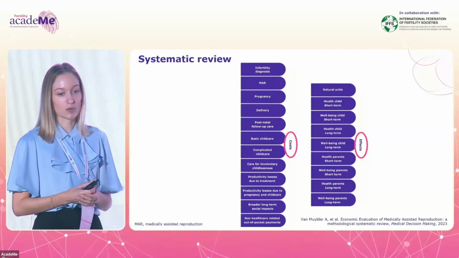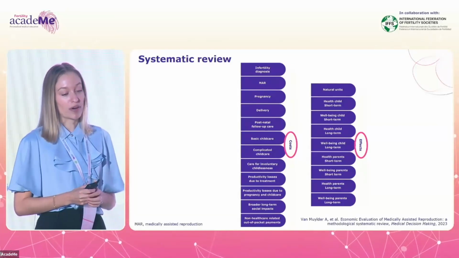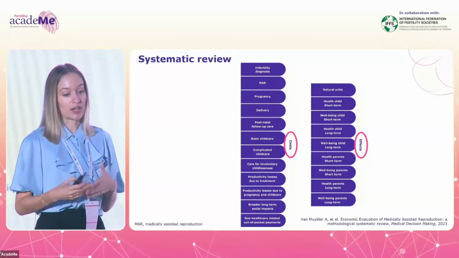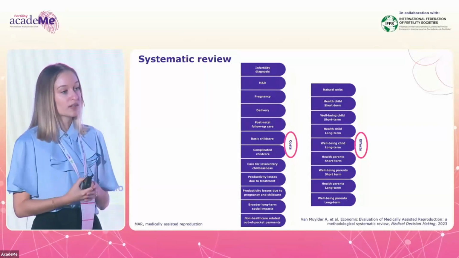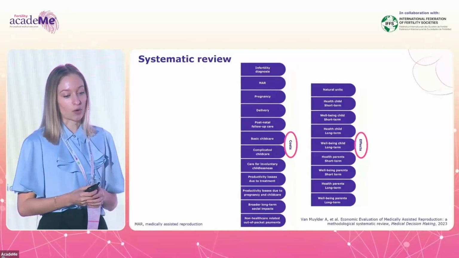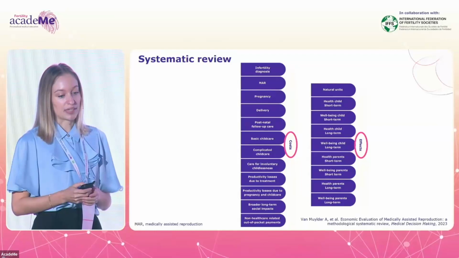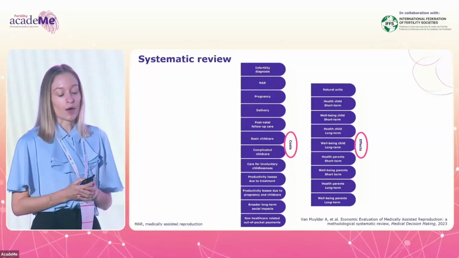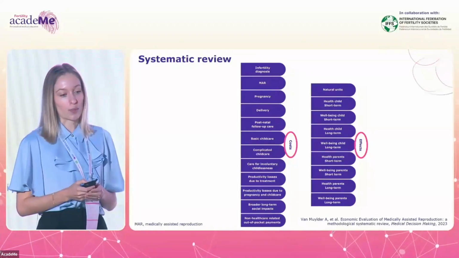And then for the effects, we found 9 categories. We found the natural units, the health of the child in the short and long term, well-being of the child in short and long term, the health of the parents in short and long term, and the well-being of the parents in short and long term. So with this overview, we try to capture all the consequences of undergoing MAR treatment.